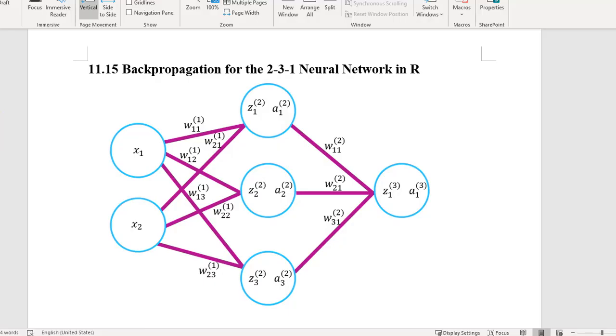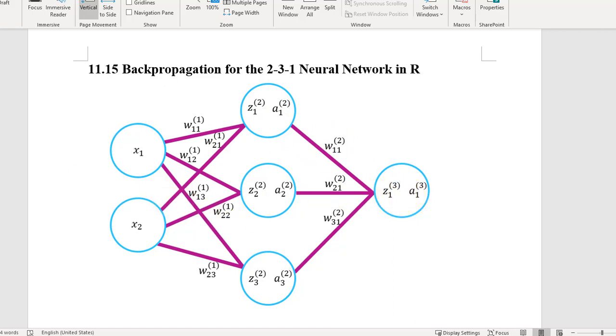Okay, so let's try to deal with the 2-3-1 neural network architecture. So 2 nodes here, 3 nodes here, and 1 node here. And we have a set of weights here. Each one of these is connected to each one of these, so that means there's going to be 6 weights there. And then we also have here, each one of these is connected to this one. So that's another 3.